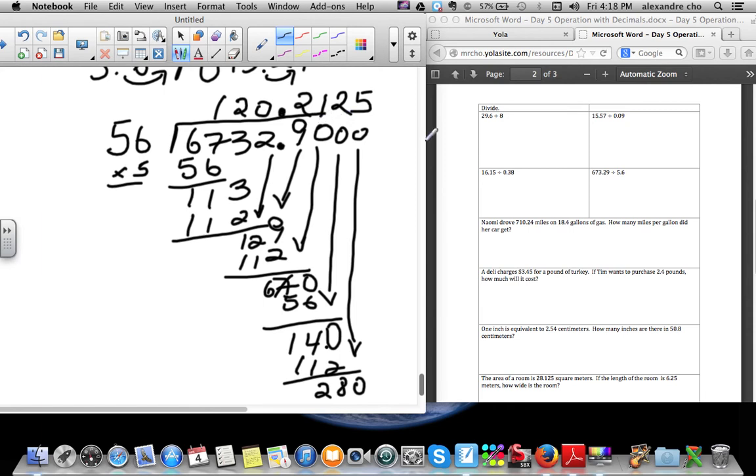120.2125. Hopefully on a test you don't have to go that far. They'll just tell you to round to the nearest tenth or hundredth. So you don't have to go as far. But if you did, that would be your final answer.